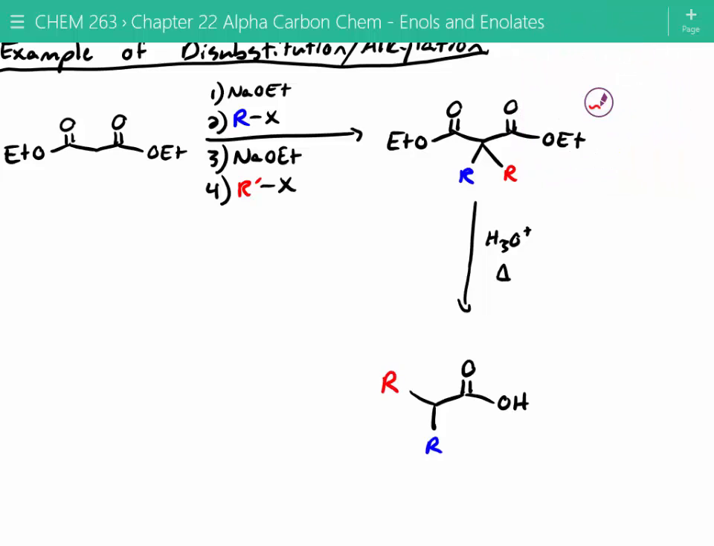Can we ever get 3 alkyl groups off of the alpha position? No, because we only have 2 alpha protons that we can alkylate or deprotonate and then alkylate. So this is the most complex you can get using the malonic ester synthesis. It's a pretty simple but versatile reaction. There's also a cousin to this reaction. It's pretty similar. Is it okay if I switch pages?